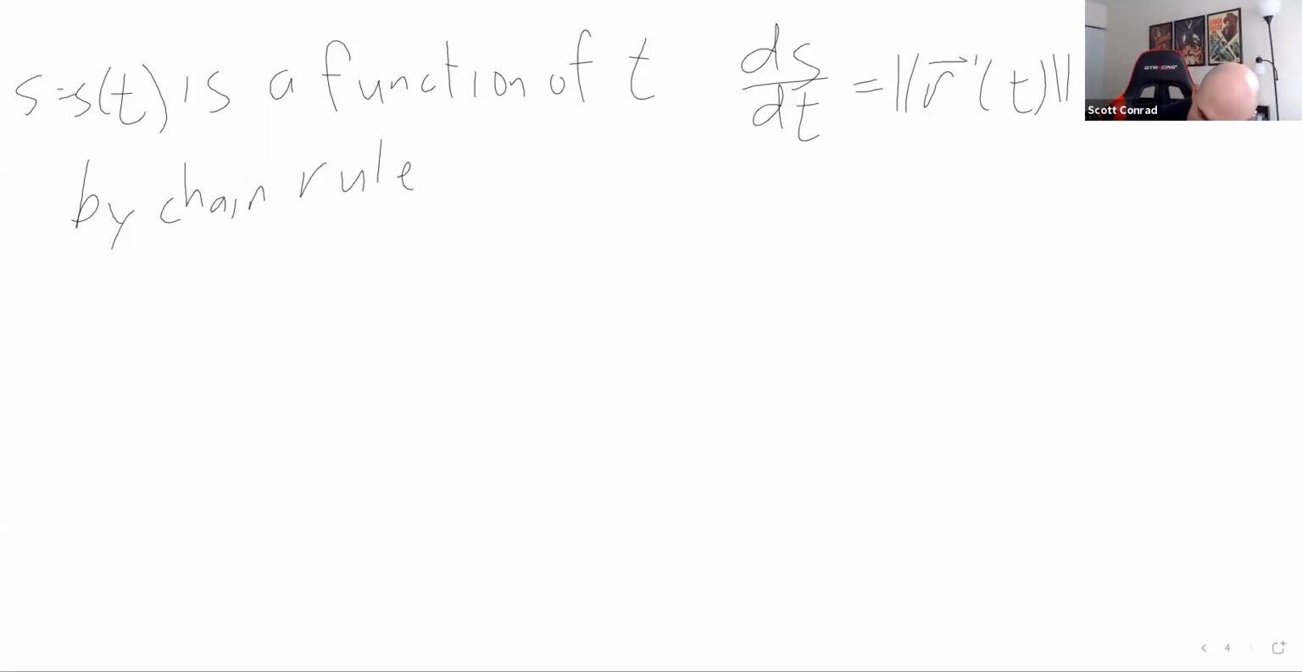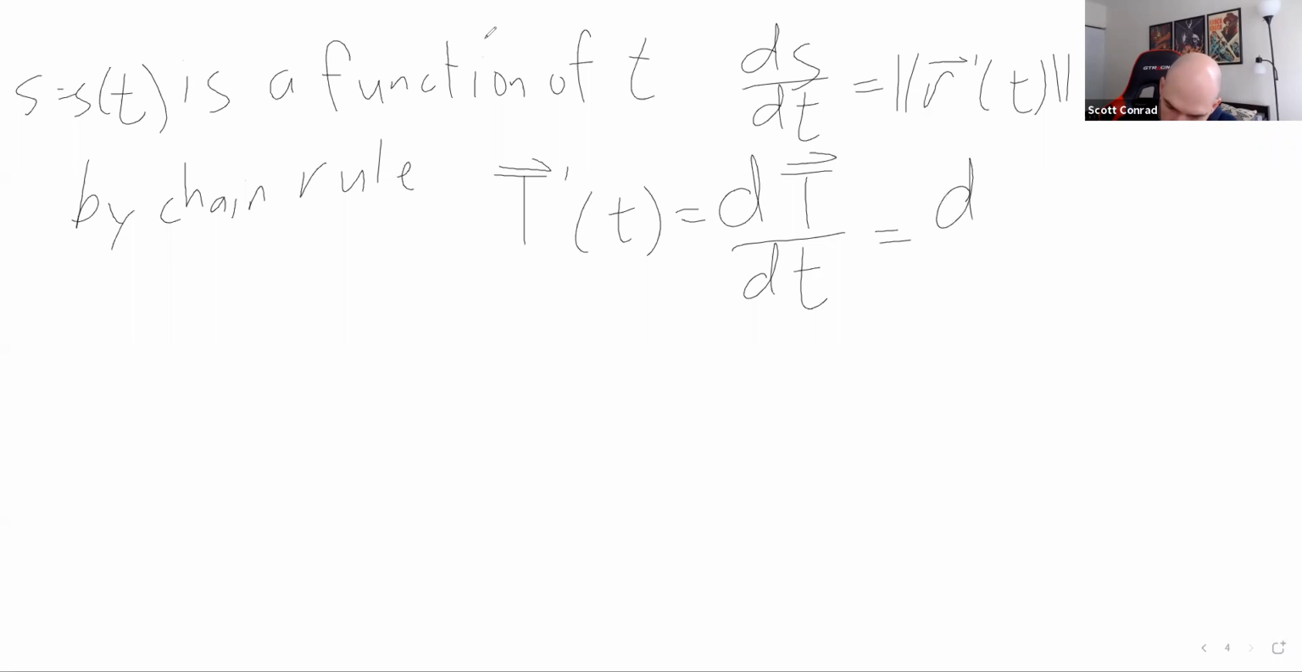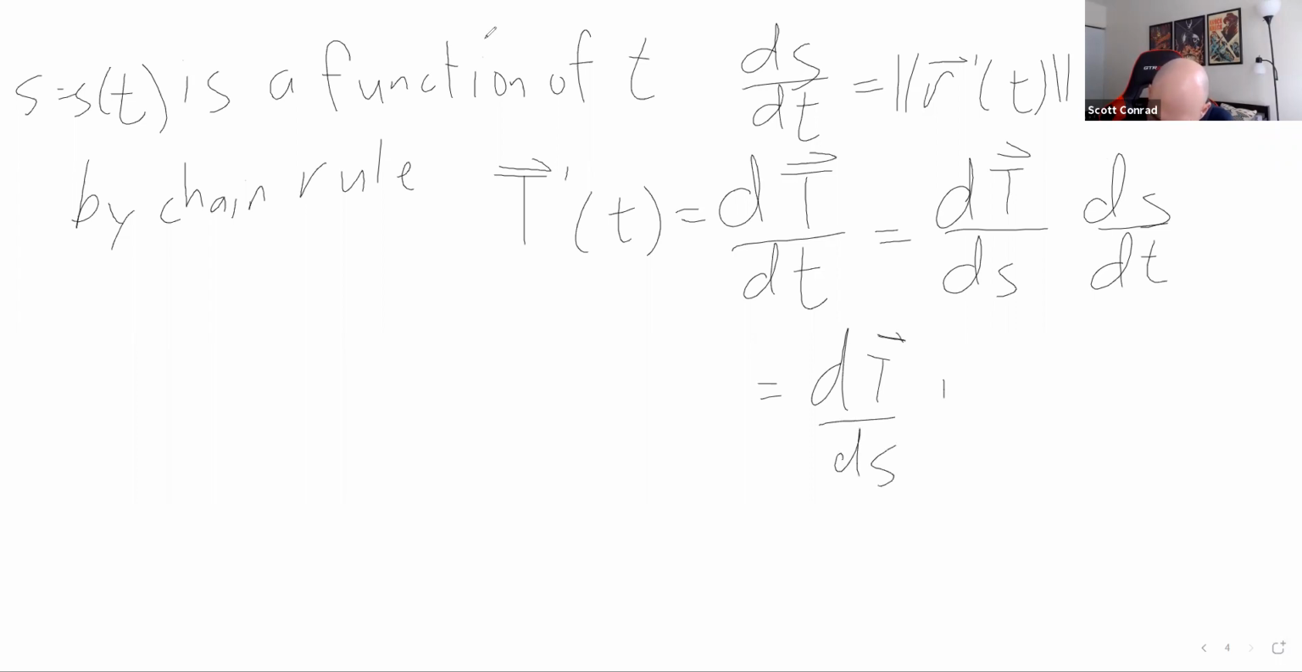So by the chain rule, we have T prime of t. We have some parameterization we're given, r of t. We can find the unit tangent vector in terms of that, and we can take the derivative. And by the chain rule, that's dT/ds times ds/dt. So dT/ds, and then ds/dt we know is the magnitude of r prime of t.